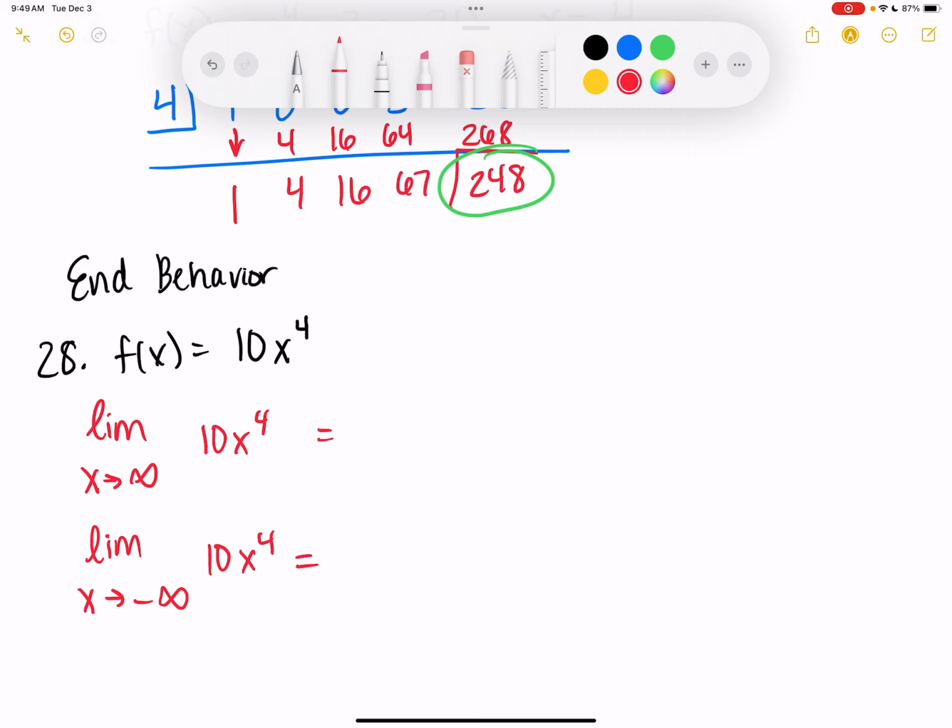The exponent is positive, well, more so the exponent is even. So no matter what number I plug in, it's going to be positive, and 10 is positive. So if I plugged in 500, I'm going to get a really, really big positive number. So this one is infinity. Doesn't that mean the bottom is infinity also? So if I plug in negative 500 and raise it to the fourth power, that gives me a really big positive number times a positive 10. Still a really big positive number. So this one is also infinity.